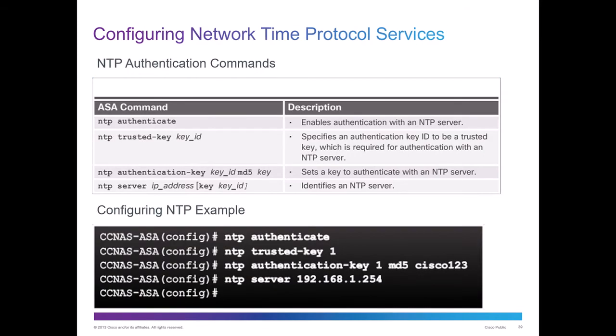All right, setting up NTP, the Network Time Protocol. Again, write this down. These are the basic configurations for our ASA. You type NTP authenticate, NTP trusted-key 1, and NTP authentication-key 1 md5. Then you type in your password, in this case Cisco123, and then the NTP server that you're going to synchronize with.